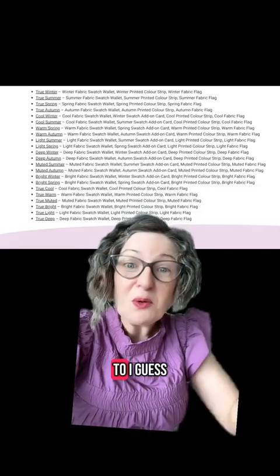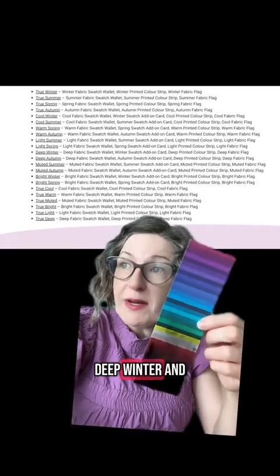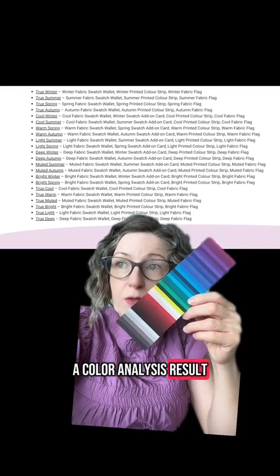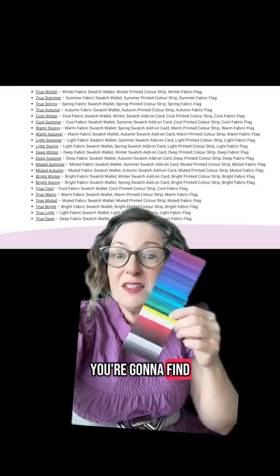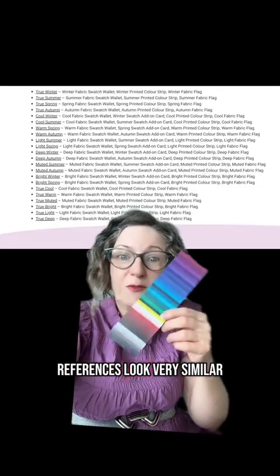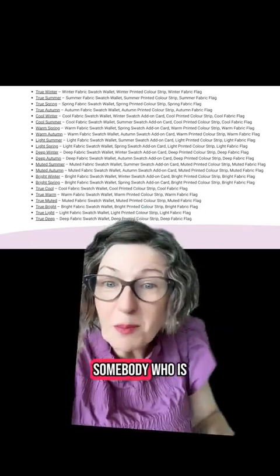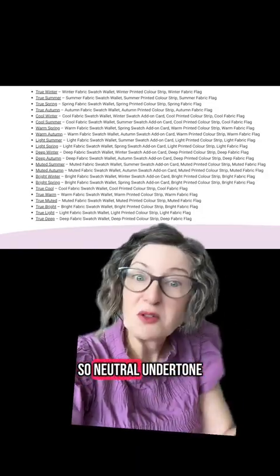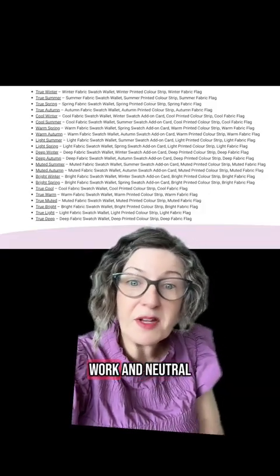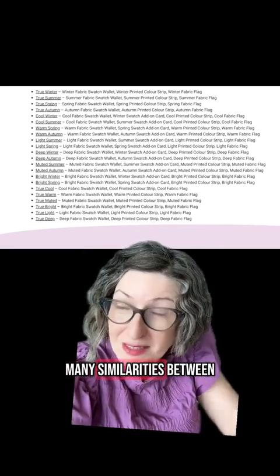If you really wanted to, I guess you could go on and buy the deep winter and deep autumn references if you received a color analysis result with the word deep in it, but I would just stick to this reference. You're going to find the deep winter and deep autumn references look very similar, and so using this reference to match to ranges works. Somebody who is a deep winter and somebody who's a deep autumn has a neutral undertone range, so neutral undertone hair colors and neutral undertone foundations, for example, work. There are very many similarities between the palettes.